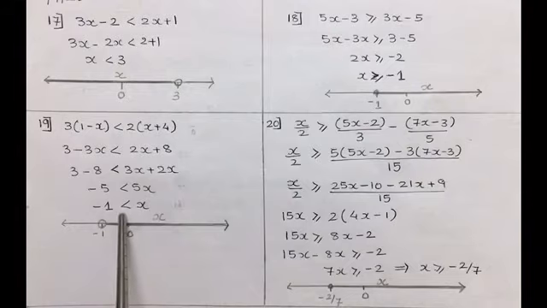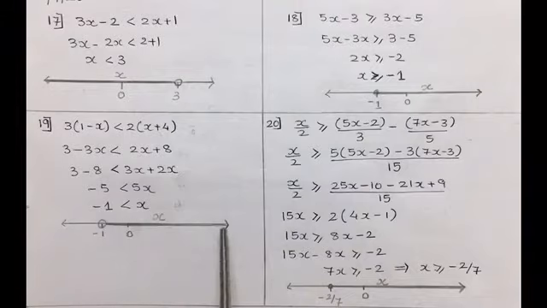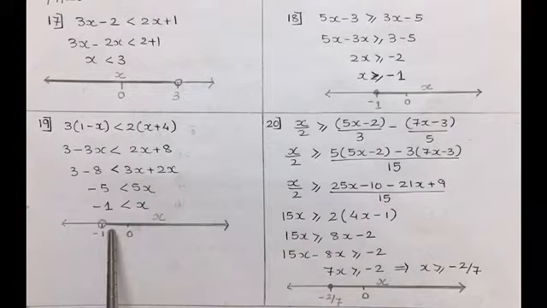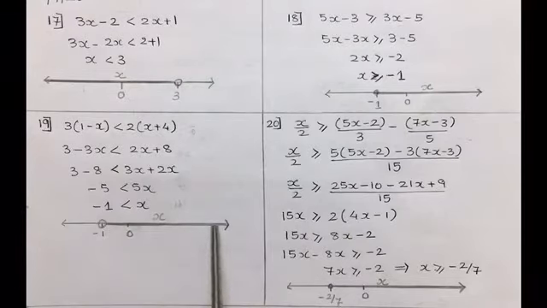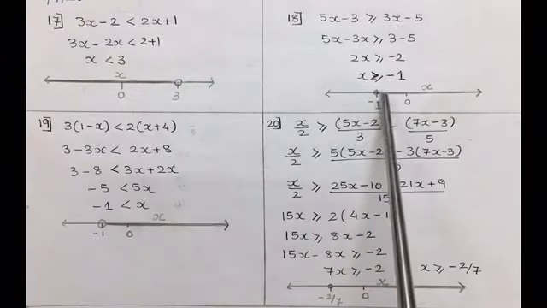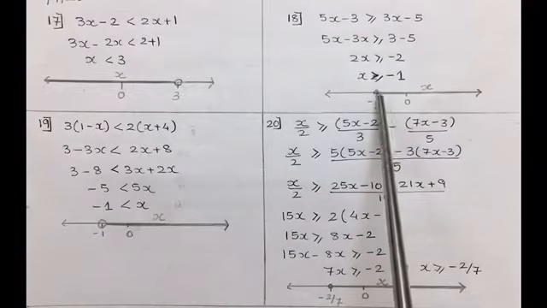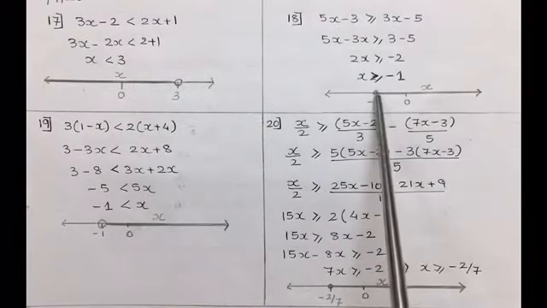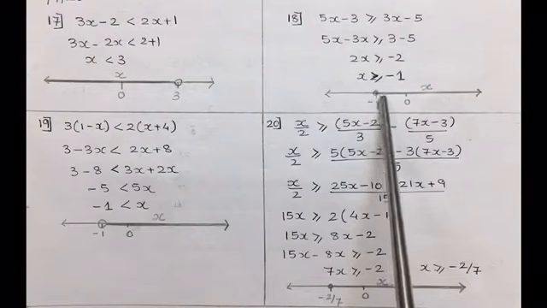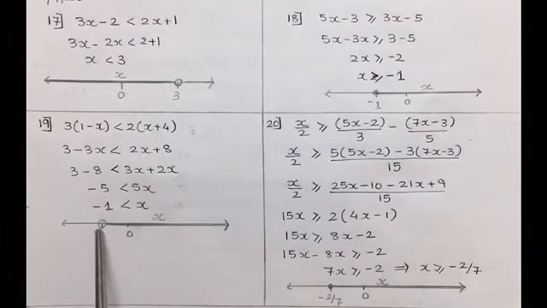As the sign of equality is not there, we have to draw an open circle on the number line. So minus 1, x takes all the values towards the right hand side. So the right side of minus 1 is being shaded. Here the equality sign was there, so an open circle is not drawn. The circle is closed here. Here, equality sign is not there, so the circle is open.